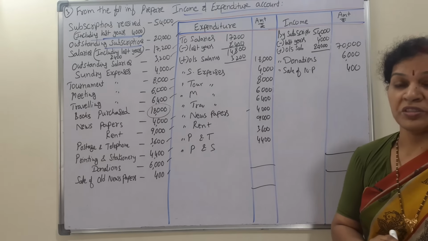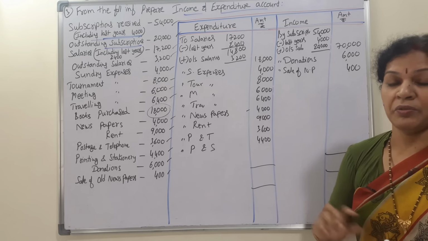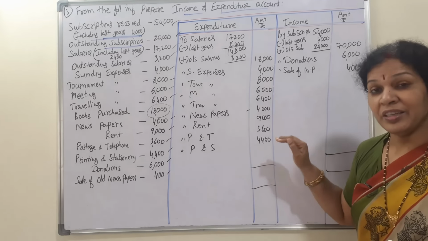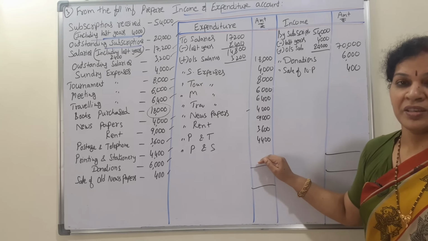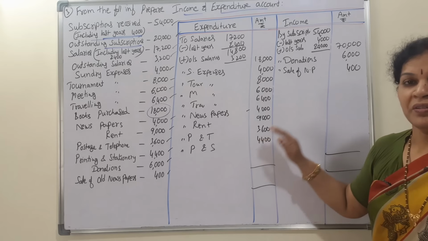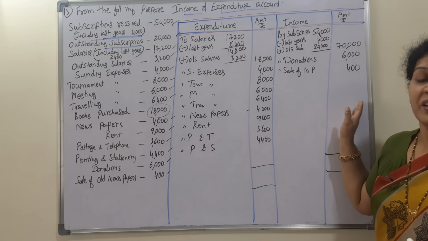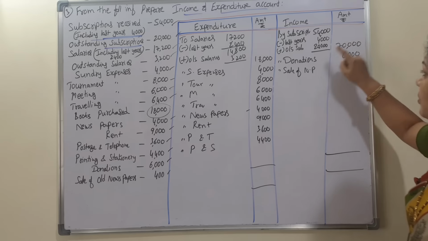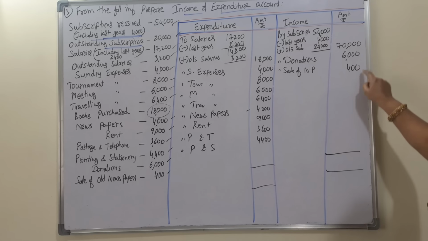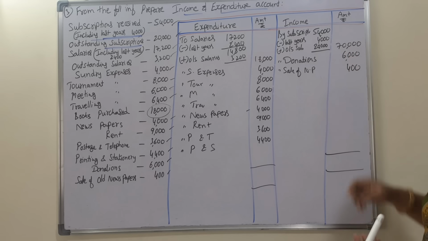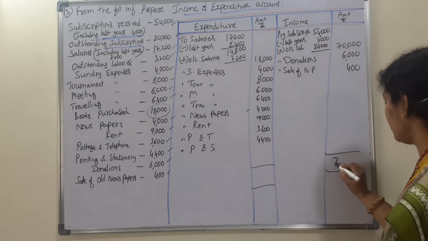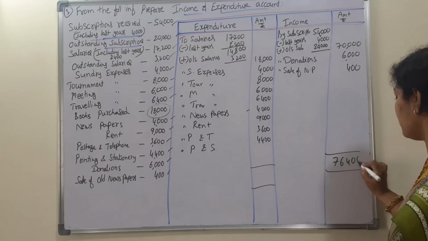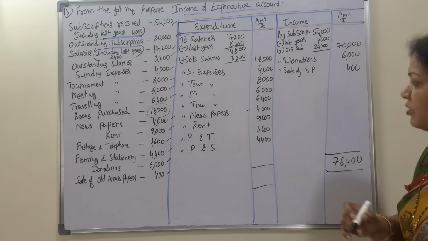Now we'll close this income and expenditure account. If we get the balance on the debit side, it would be surplus. If expenses are more, we get the balance on the credit side, and that would be deficit. So we'll see which side is more. Approximately the credit side is more, 76,400. 76,400 minus all these.